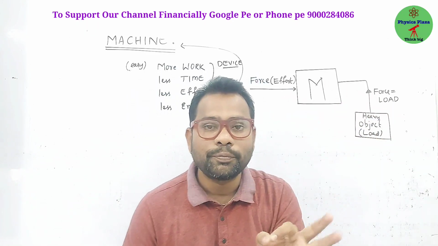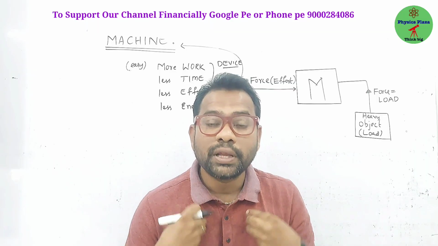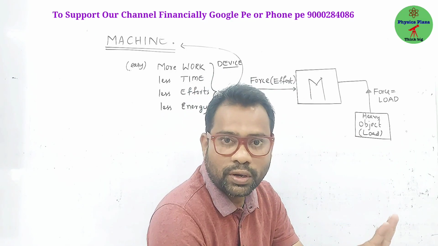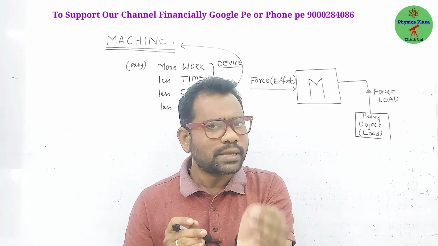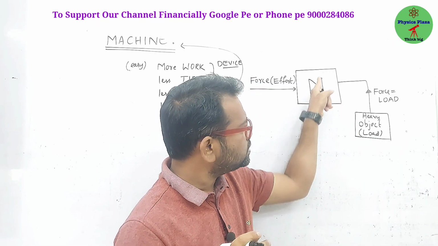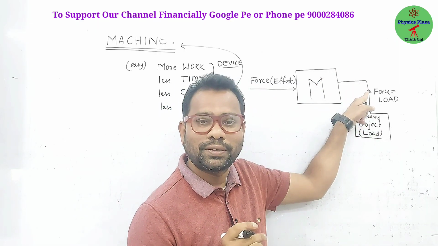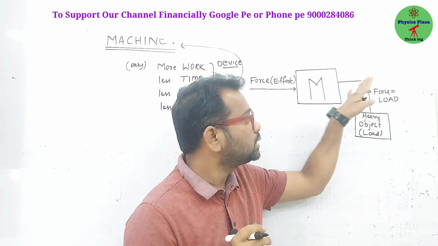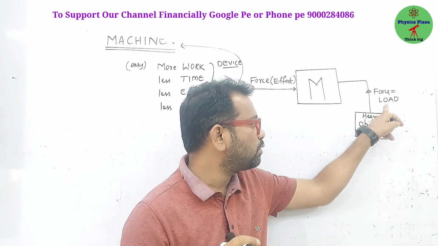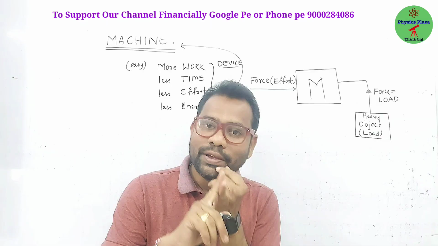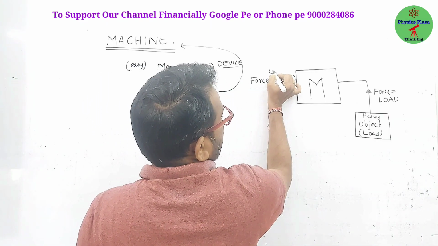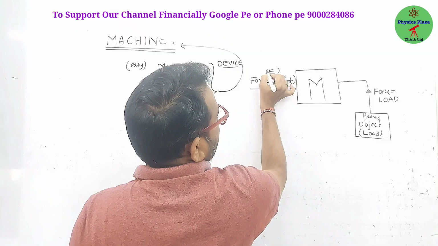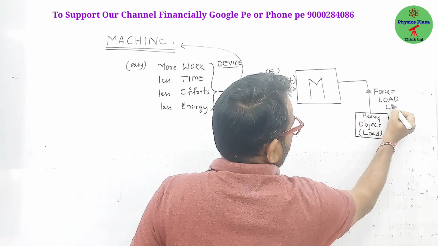So what is effort? The force which we are applying on the machine to make it do work is called effort. What is the load? As a result, the machine is applying some force to lift this object. That force we can term as a load, which is equal to the weight of this object. So effort and load. We can use some symbols also: E for effort, L for load.